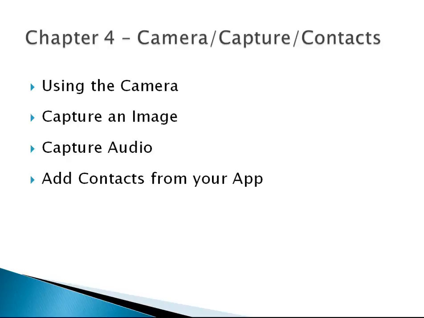Chapter 4, we'll look at camera, capture, and contacts, which are three of the PhoneGap APIs. We can use the camera API to either take a picture and use it in our app, or we can actually grab a picture that's already on the device and use that. With the capture API, we can capture images. We'll also capture audio, and then we'll deal with contacts. We'll be able to add a contact to our device using our app.